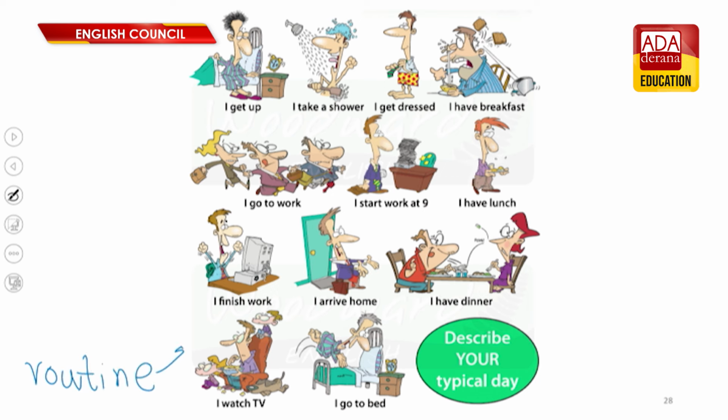So this is the typical day of Cyril, but we are going to assume that we are Cyril, and we are going to construct sentences and look at each sentence and verbs as well.